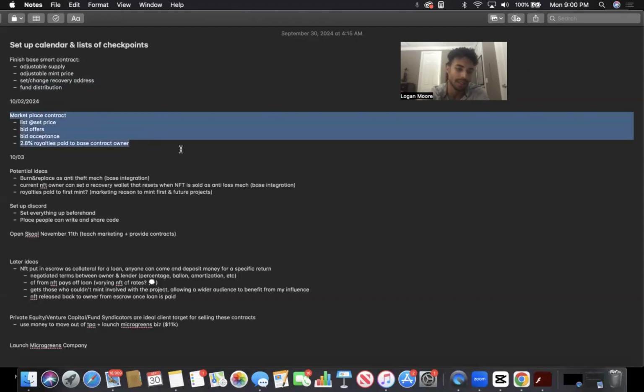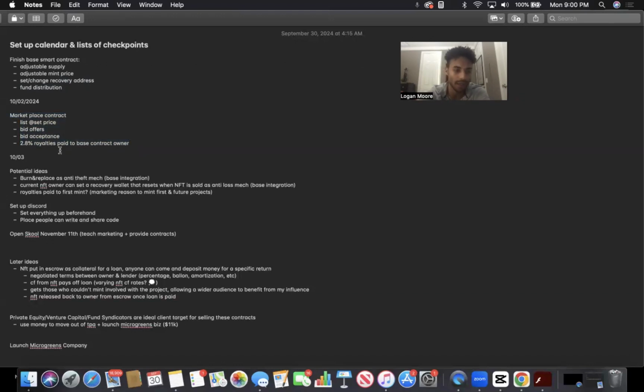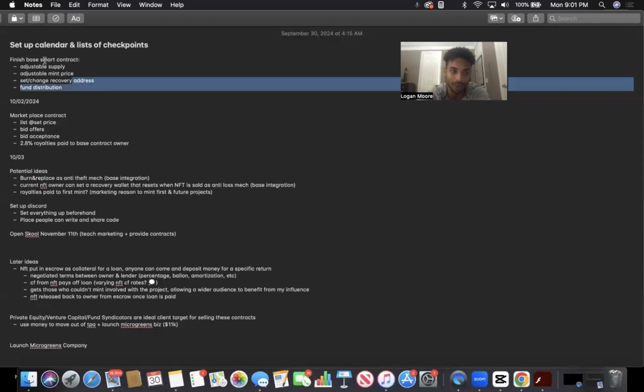So this is going to be the ability for people to list their NFTs for sale, receive bid offers, as well as the base contract owner making offers for us. But when people start using these contracts for themselves, royalties can be implemented. So when NFT minters decide, if they decide to sell their NFTs, the base contract owner is able to receive a cut of the sale price, which for us, I think 2.8% is fair. And given how much value each project is going to have in the first place, I don't even think people are going to want to sell their NFTs.